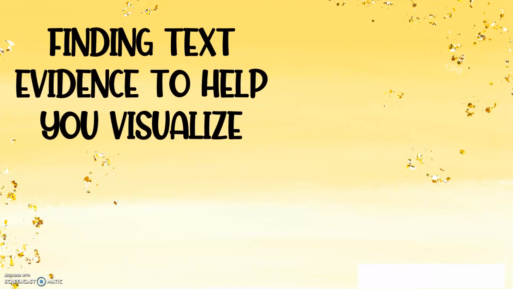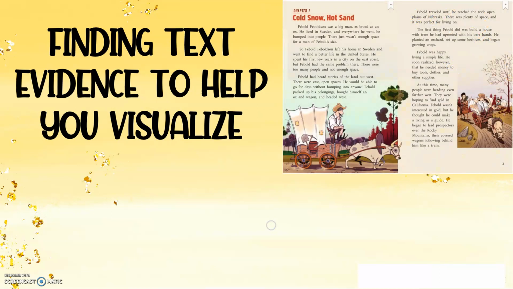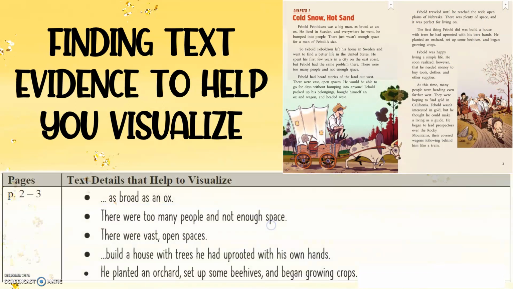So now we're going to look at the examples that BCPS provided you to find text evidence to help you visualize. They're focused on pages 2 and 3 of our text, and they gave some text details to help you visualize. So I'm going to tell you how that's helping you visualize. On pages 2 and 3, it says, he is as broad as an ox. You're describing that character. You're learning that Feebled is very large.